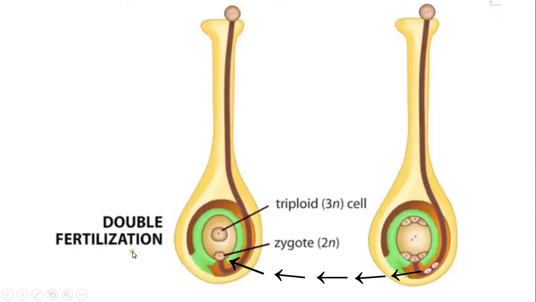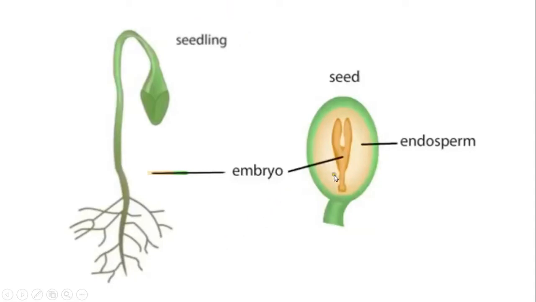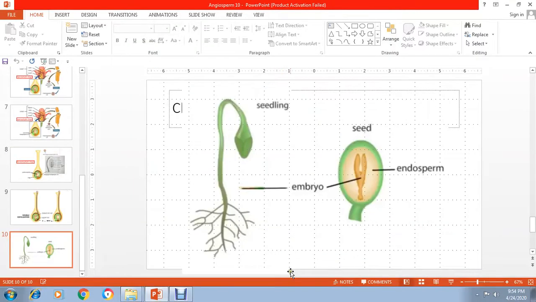The zygote gives rise to the embryo. The embryo consists of embryonic root and cotyledons. The endosperm nucleus will form the endosperm, food storing tissue, which supplies food to the developing embryo. Now the ovule, which contains the embryo, is converted into seed. The fruit is developed from the ovary. The seeds are protected in the fruit. When the seed germinates, it gives rise to a seedling, and from the seedling an adult or mature sporophyte is produced again. In this way, the life cycle is completed. Thank you.